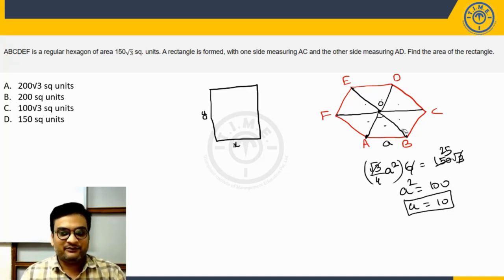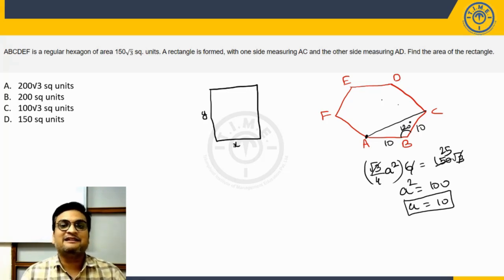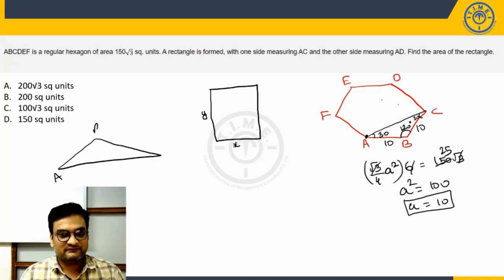Now if A is 10, I'll just clean this all. So this is 10, and this is of course going to be 10. Now if you look at AC, please note that in a regular hexagon, each interior angle is going to be 120 degrees. Also notice ABC is an isosceles triangle, so these angles will be 30 degrees each. Let me just draw that triangle here. Triangle ABC: this is 120, this is 30, and this is also 30, and these lengths are 10 and 10.